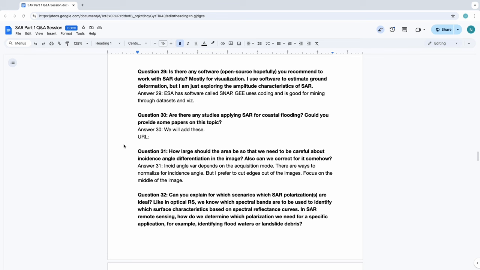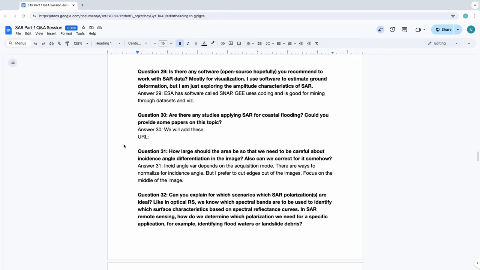So the European Space Agency has a great open source software called SNAP, the SNAP Toolbox, and you might want to try that. Google Earth Engine. There you need to do a little bit of coding, but it's a great way to mine through the entire time series data sets and do visualizations.